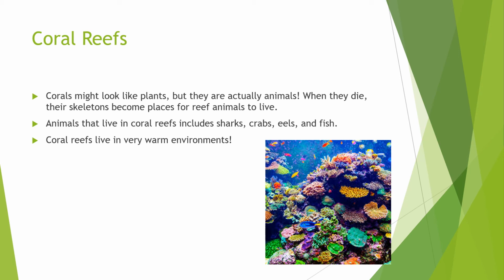Animals that you might find that live in coral reefs might be sharks, crabs, eels, and lots of different fish. If you've seen Finding Nemo, this is exactly what we're talking about. That beautiful coral reef with all those different types of fish and beautiful corals. Now, coral reefs exist in very warm environments. There are some in Florida, and you'll definitely find coral reefs in Australia.